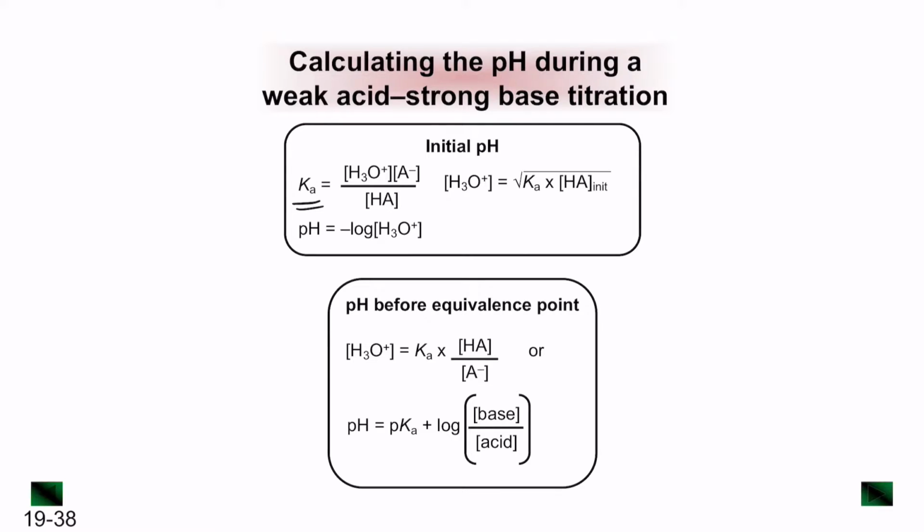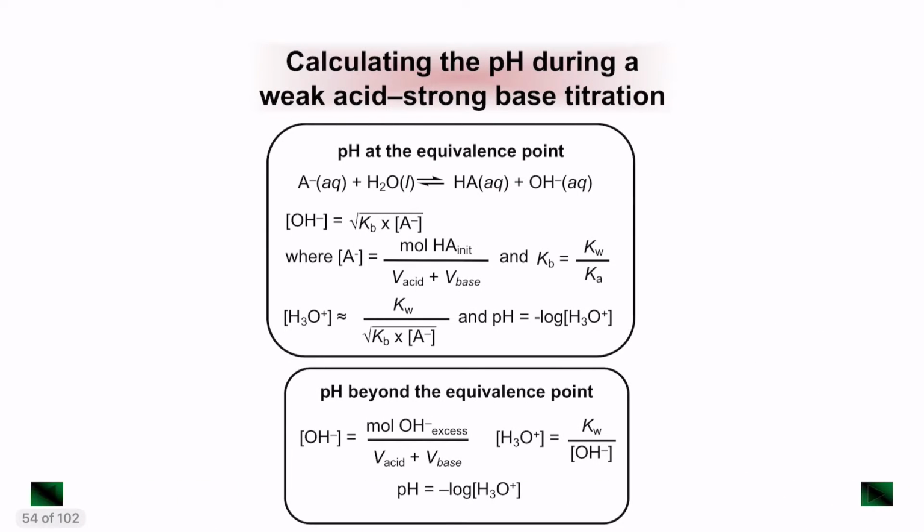First we use Ka, the initial value. From that you can calculate H3O plus, the initial concentration of H3O plus, which is the square root of the acid ionization constant times HA. And from that you can calculate the pH. Once before the equivalence point, using the Ka formula, we can calculate the H3O plus concentration, which is Ka times HA over A minus, or we can directly calculate the pH using the Henderson-Hasselbalch equation, which is pKa plus log of base over acid.